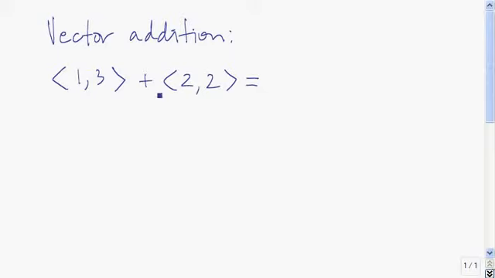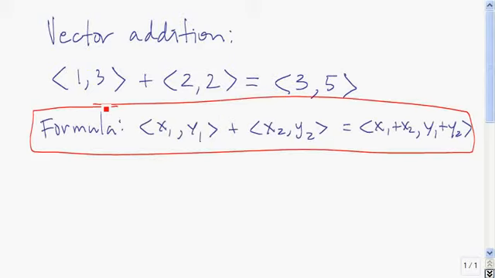So the vector 1, 3 plus the vector 2, 2 gives us the vector whose x component is 1 plus 2, or 3, and whose y component is 3 plus 2, or 5. Okay, so to add two vectors, you just add corresponding components. Here's the formula that I just described.